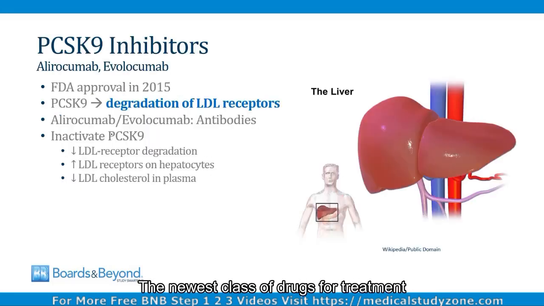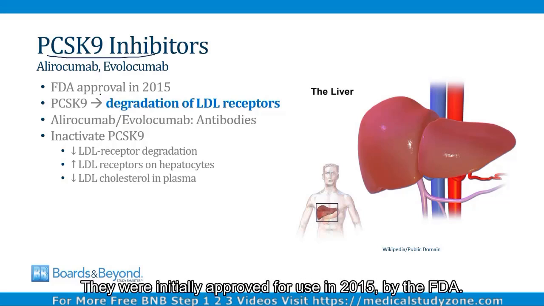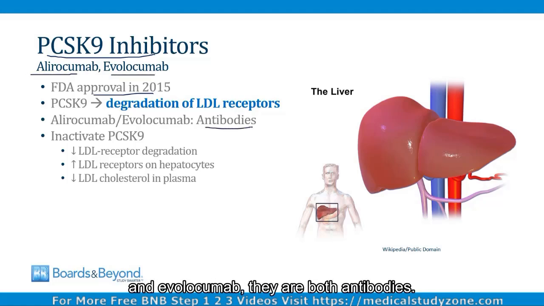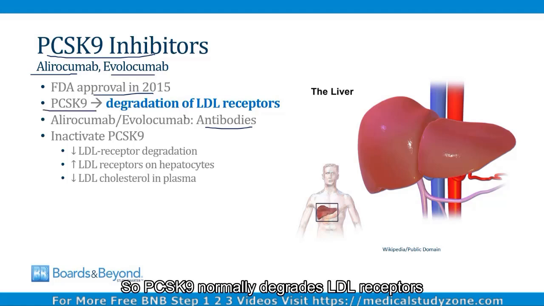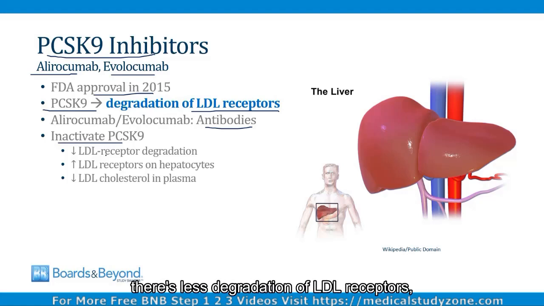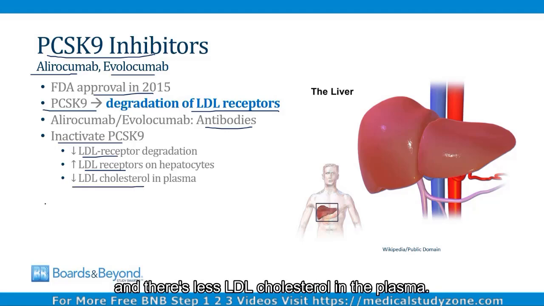The newest class of drugs for treatment of hyperlipidemia are the PCSK9 inhibitors. They were initially approved for use in 2015 by the FDA. The two main drugs in this class are alirocumab and evolocumab. They are both antibodies. And what they do is inhibit the function of PCSK9. So PCSK9 normally degrades LDL receptors on the surface of hepatocytes in the liver. So when these drugs inactivate PCSK9, there's less degradation of LDL receptors. More LDL receptors are found on hepatocytes, and as a result, more LDL is pulled from the plasma, and there's less LDL cholesterol in the plasma.